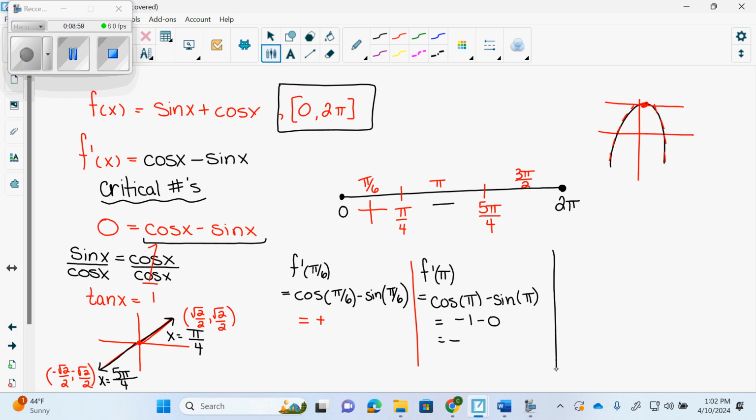And then the other one is 3 pi over 2. F prime of 3 pi over 2 is at 270. So I need cos of 3 pi over 2, which is 0, minus sine of 3 pi over 2, which is -1. So minusing a -1, which is positive. So is this a ton harder than what we did before? No. You just have to realize you can get into tan, right?